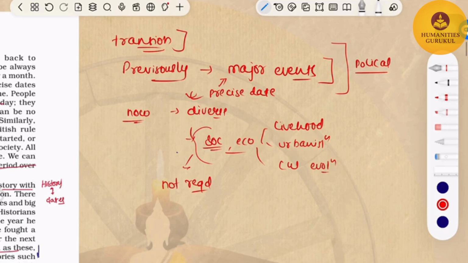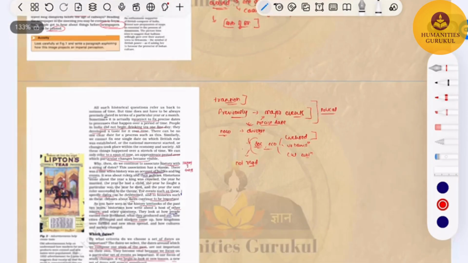Why? Because how will you study livelihood or organization in a particular period or time? So we just discuss, apart from a precise date, some century or some decade, right?